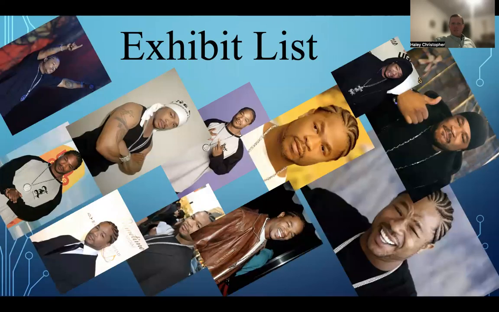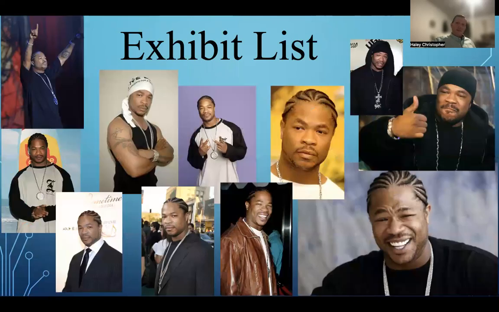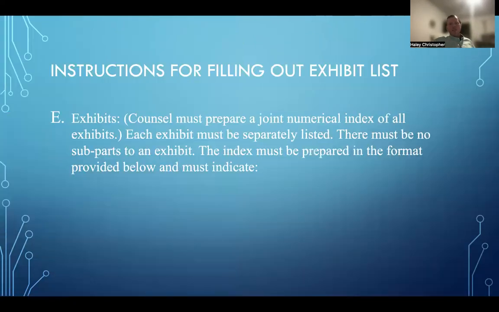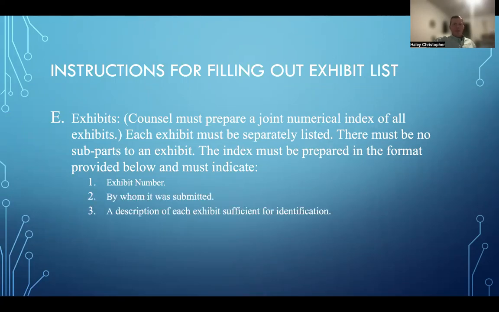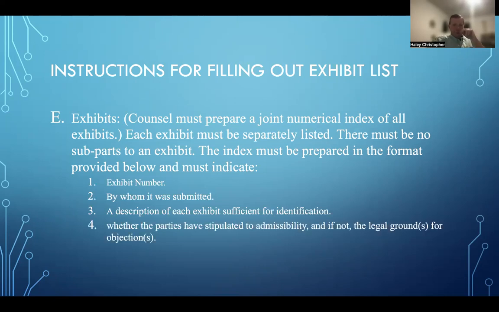I'm going to start with a bunch of exhibits. So firstly, I'm going to go over the instructions that we are given for filling out the exhibit list, which I'm just going to read. Each exhibit must be separately listed. There must be no subparts to an exhibit. The index must be prepared in the format provided below and must indicate the next four items. First, the exhibit number. Second, by whom it was submitted, plaintiff or defense. Third, a description of each exhibit sufficient for identification. And fourth, whether the parties have stipulated to admissibility, and if not, the legal grounds for objections.